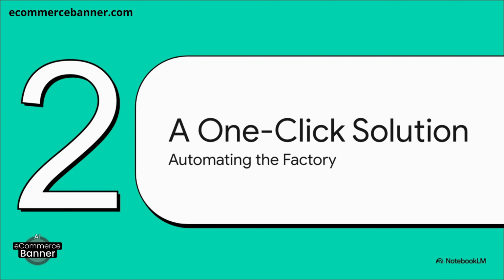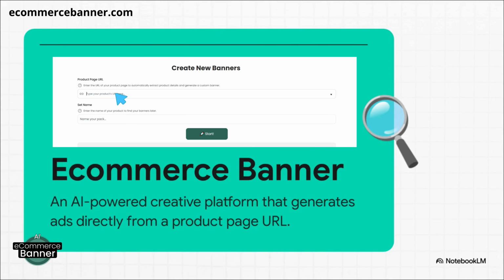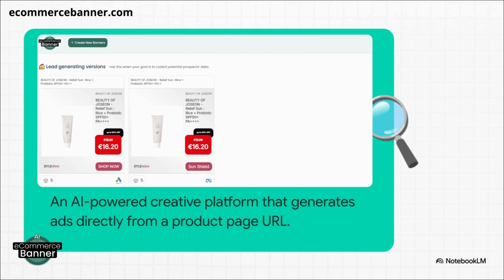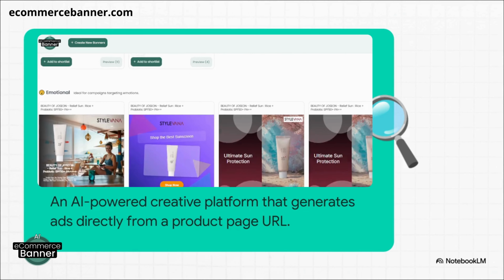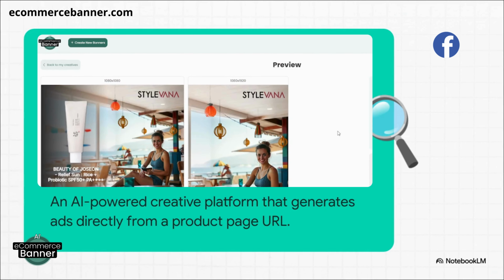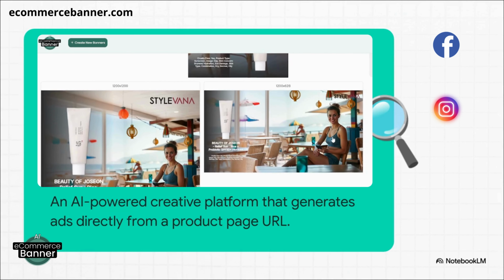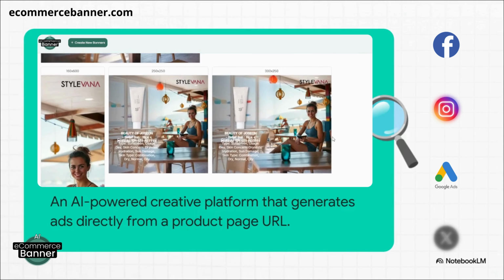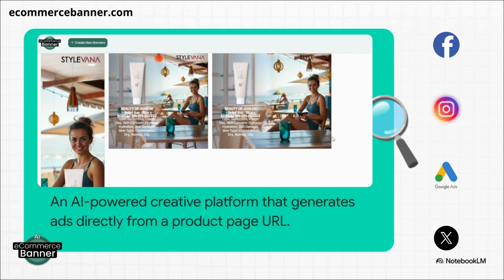It's positioned as the way to basically automate that entire creative factory. So what is it exactly? Well, it's an AI platform built for one specific job, e-commerce advertising. You just give it a product link and boom, it generates professional-looking ads ready to go for Meta, Google, TikTok, you name it. The real magic is in those two words you see there, automatically and ready to use.